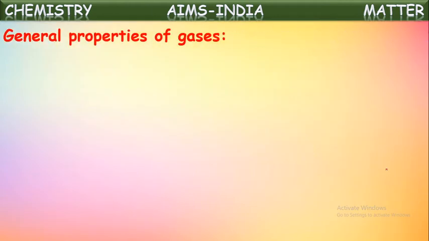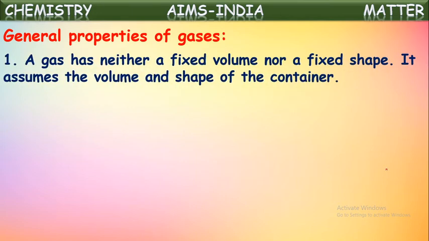The generalized properties of gases also, let us see here. A gas has neither a fixed volume nor a fixed shape. It assumes the volume and the shape of the container in which it is stored. Because between the molecules of gases, there are no attractions. They can move in all the directions randomly. That is why these gases do not have fixed volume as well as fixed shape. The shape of the container itself will be taken as the shape of the gas present in it.